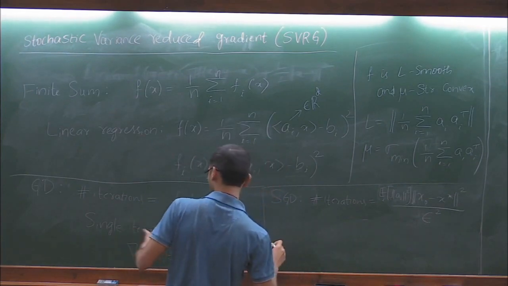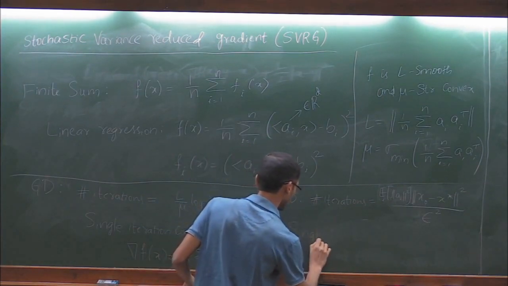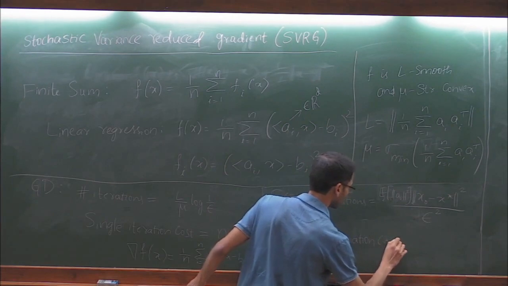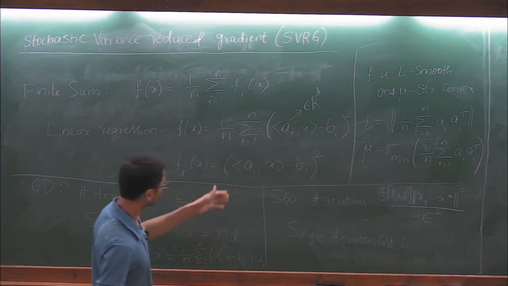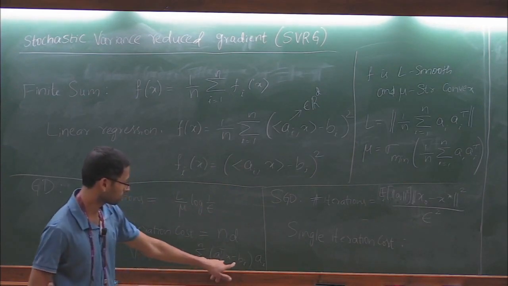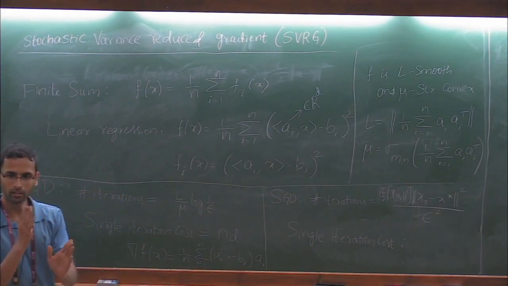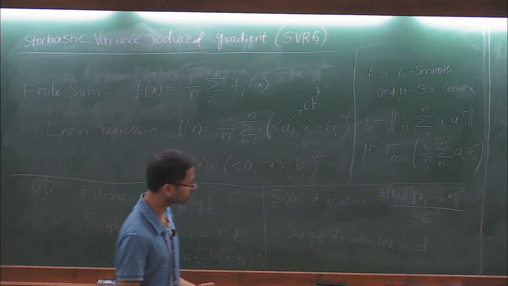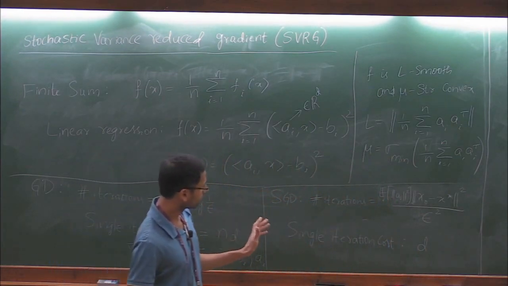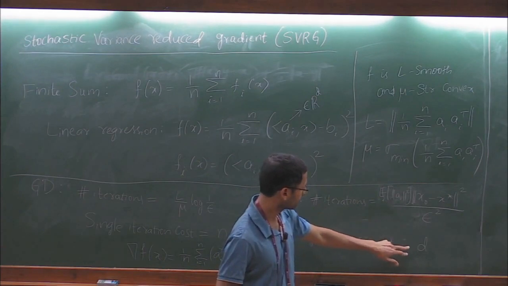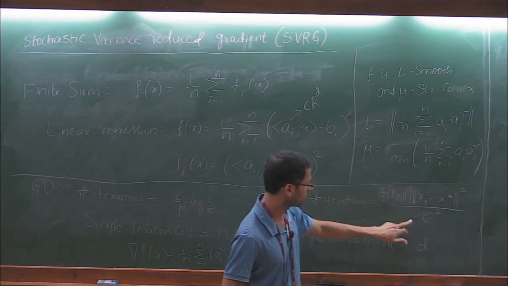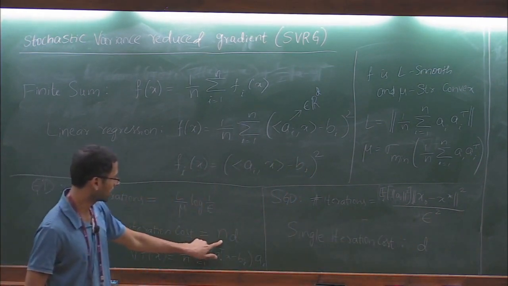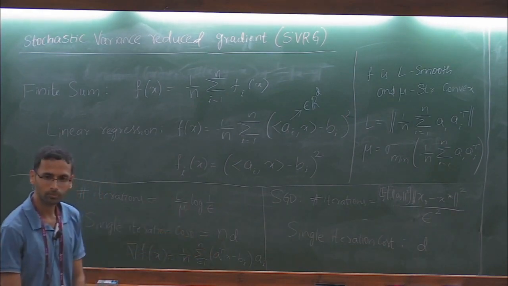The single iteration cost here is that we sample a random a_i and compute (a_i transpose x minus b_i) times a_i. We just pick a single vector and compute the gradient with respect to that particular vector, so the single iteration cost is only d. The total cost to achieve epsilon accuracy for stochastic gradient descent is d times this number over epsilon square. Whereas for full gradient descent, the cost was nd times the condition number times log 1 over epsilon.